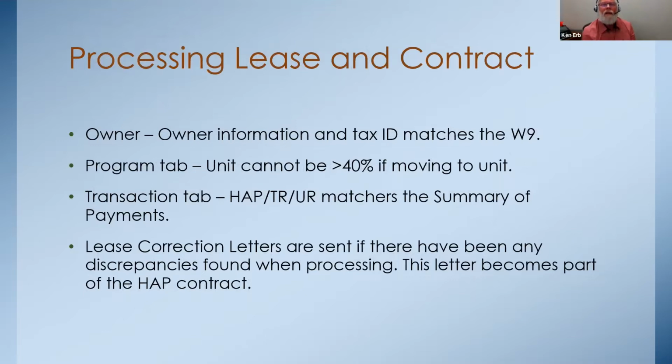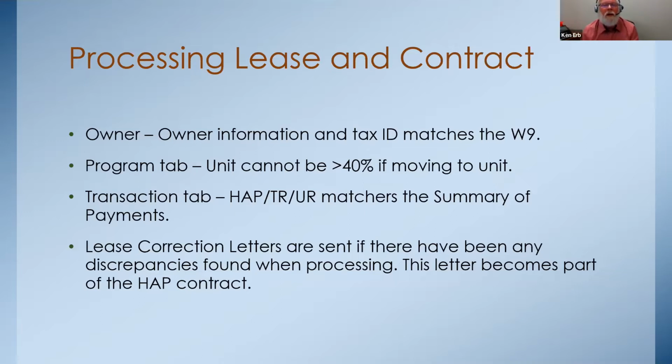So we go out and we get this information, we schedule the inspection, and all of the housing quality standards that Quinton talked about, we're going to review at the inspection, and as long as it passes, then we're going to process this lease and contract. The owner will actually sign the contract and the tenant will supply the information. When we get the information in to process the lease, we want to make sure that the right owner is getting paid. So we verify that with the tax ID that matches the W-9 that's supplied with the contract. Again, we also make sure that it's not over 40% for the tenant if they're moving to the unit.